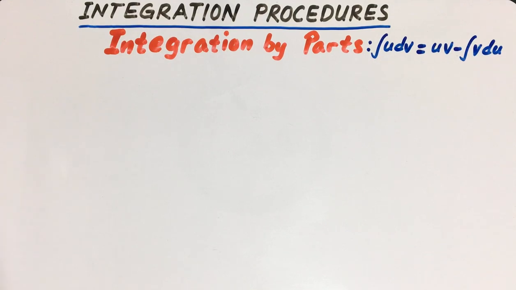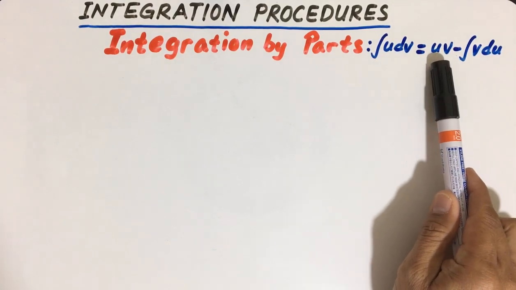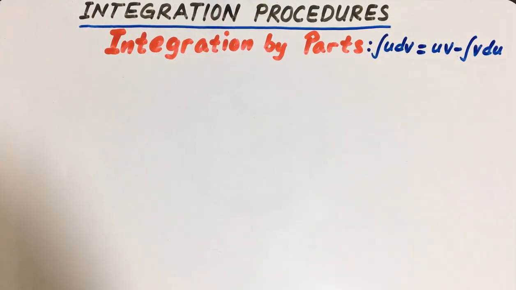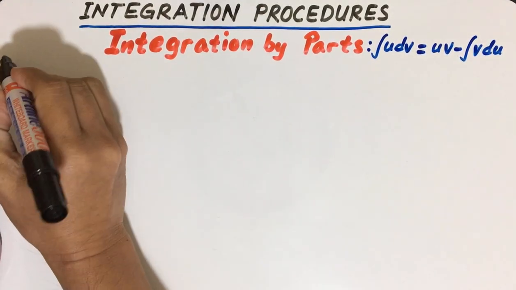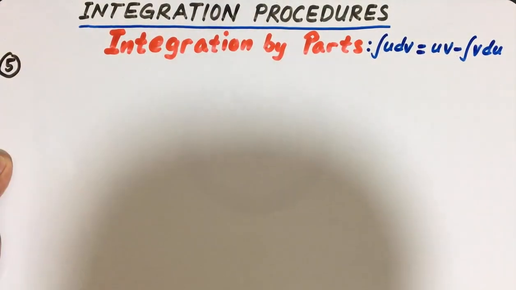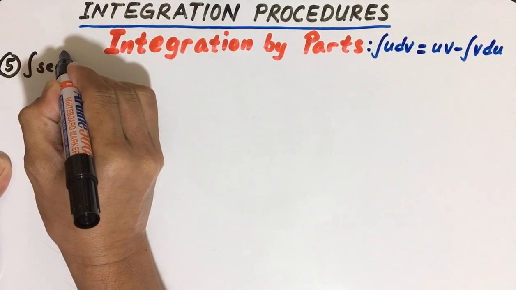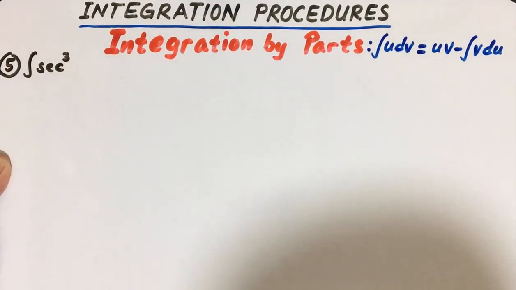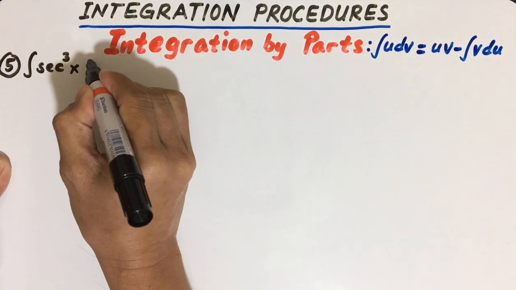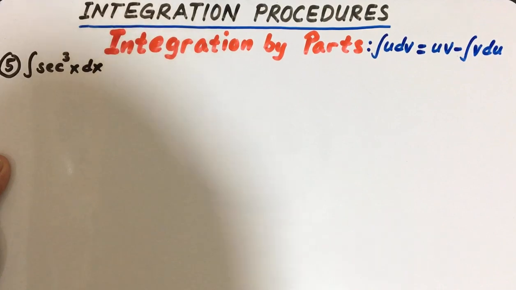Last time we talked about integration by parts using this formula, integral of u dv equals u v minus integral of v du. Okay, so this time we're going to solve number 5 of our sample problems. We are given the integral of secant cubed x dx. So how are we going to solve this problem?